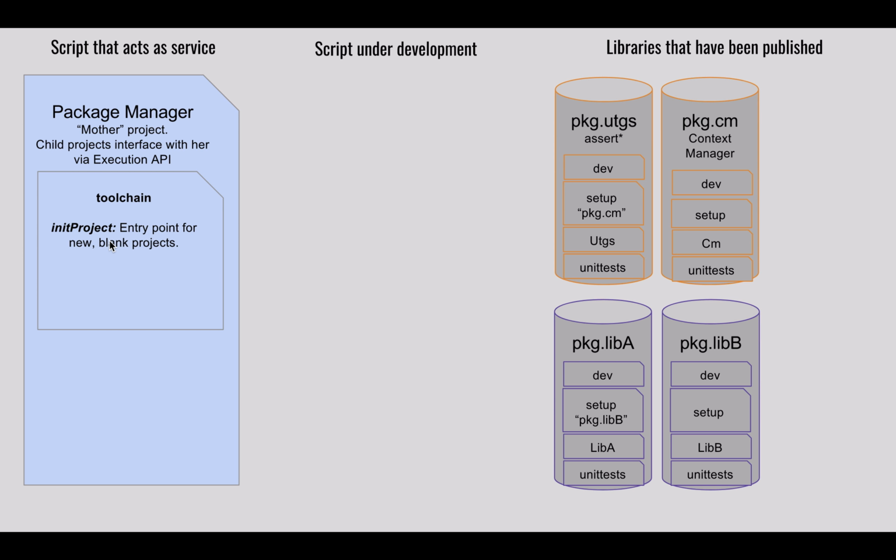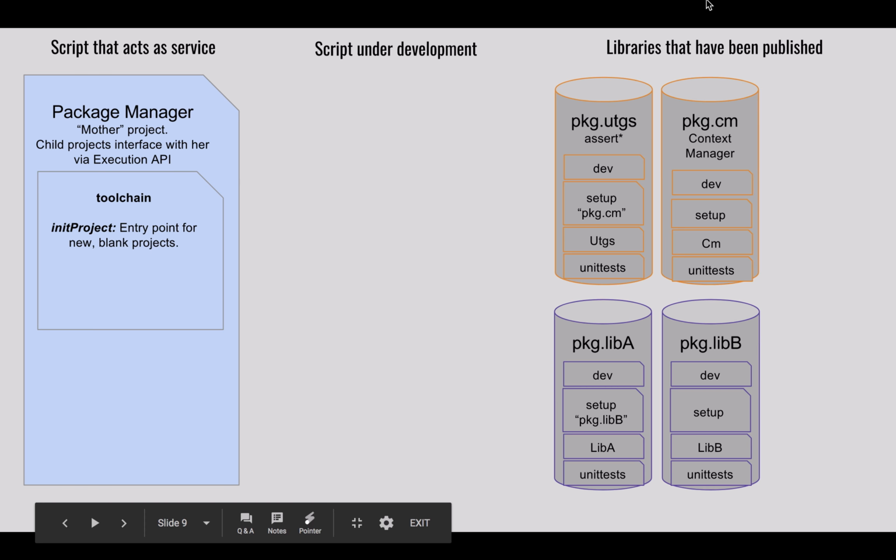So if I'm making a sample app, a new blank project, I would go to the toolchain in the PackageManager file. This represents a file within the project. There's a function there called init_project. I would go there and simply run it. What it will do is make the child script here, and it will make a gist on GitHub, which will be here.